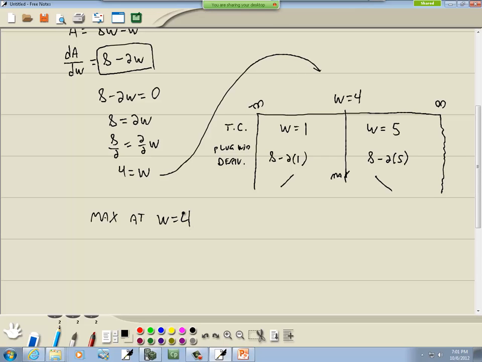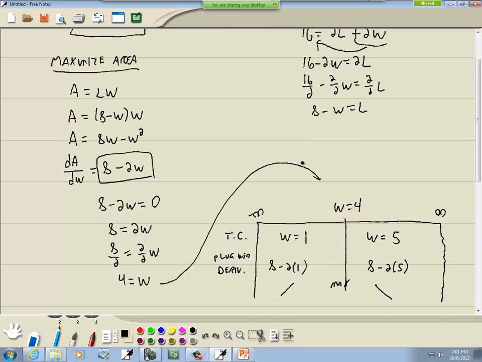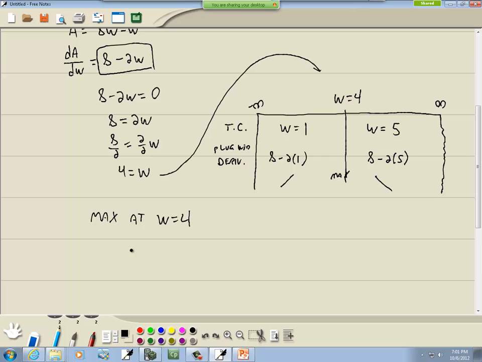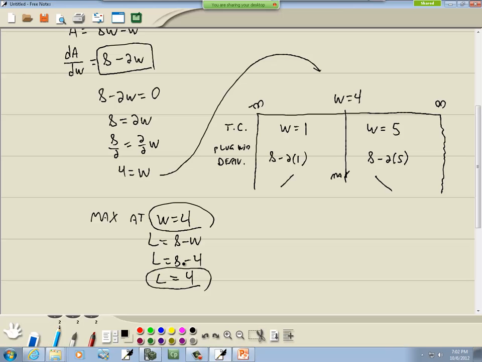Well, we need to know what L is. Up here it says L is equal to 8 minus W. So L is equal to 8 minus W. And we just said W is 4. So L is going to equal 4. Their question is find the length and width, and that's what we just did. W is equal to 4 and L is equal to 4.